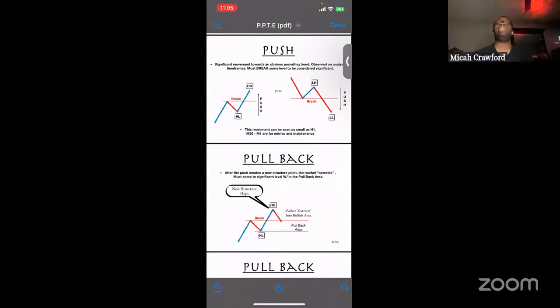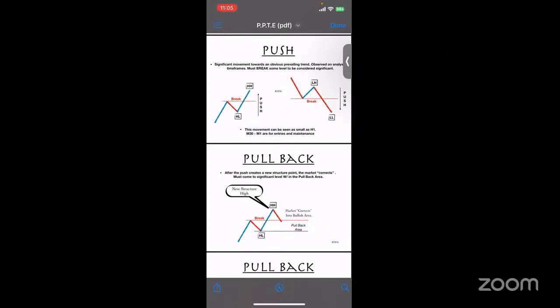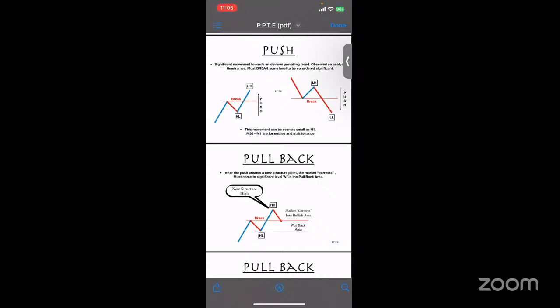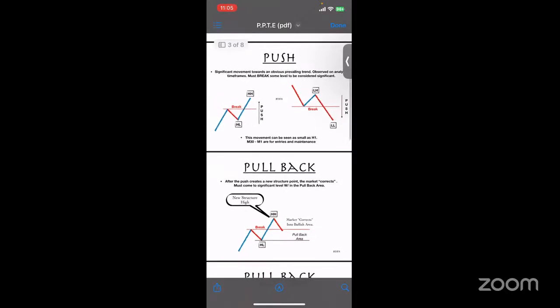So come next week, we're gonna put it into action. Read the first one, read push. You want me to read that with these eyes I got? Hold on, here we go. Significant movement towards an obvious prevailing trend observed on analysis time frame. That's going to be on the analysis time frame, the 1 and 4 hour. Must break some level to be considered significant.